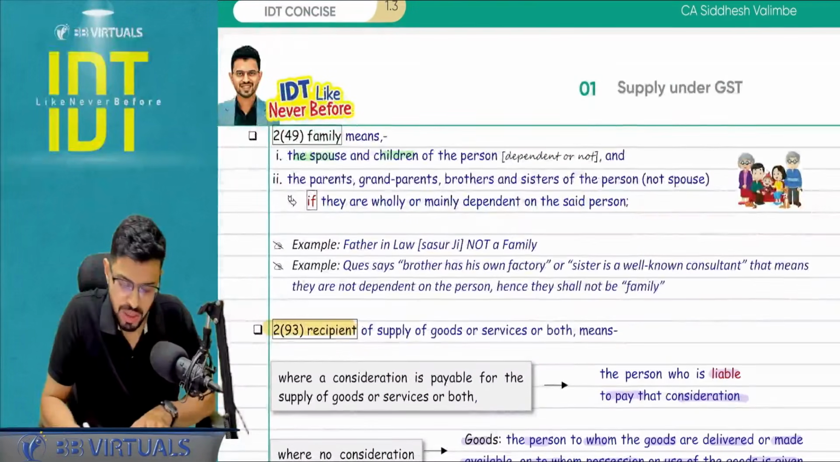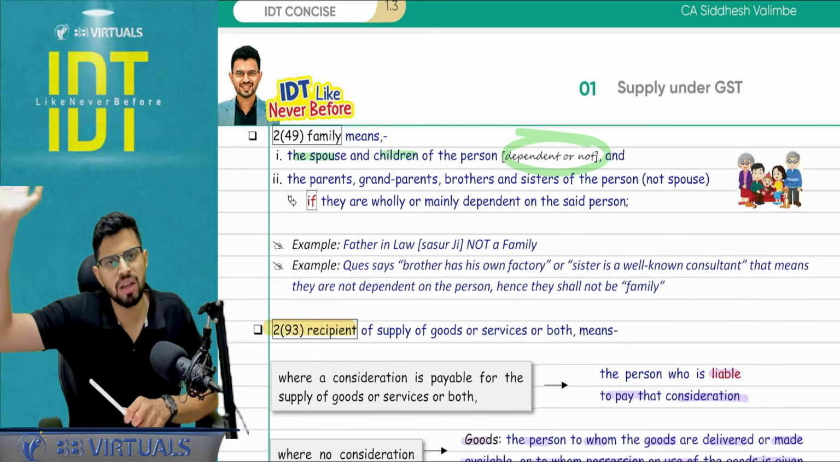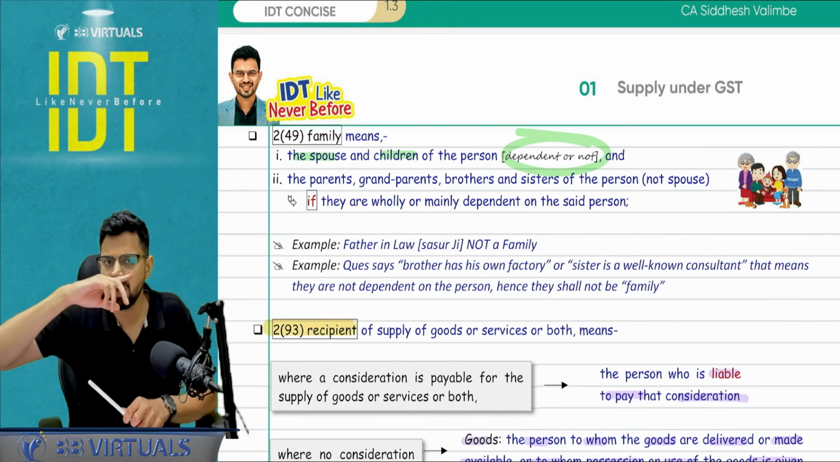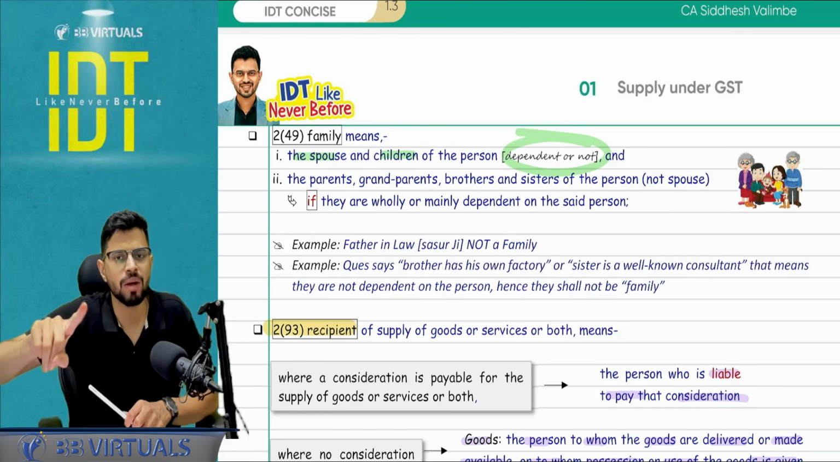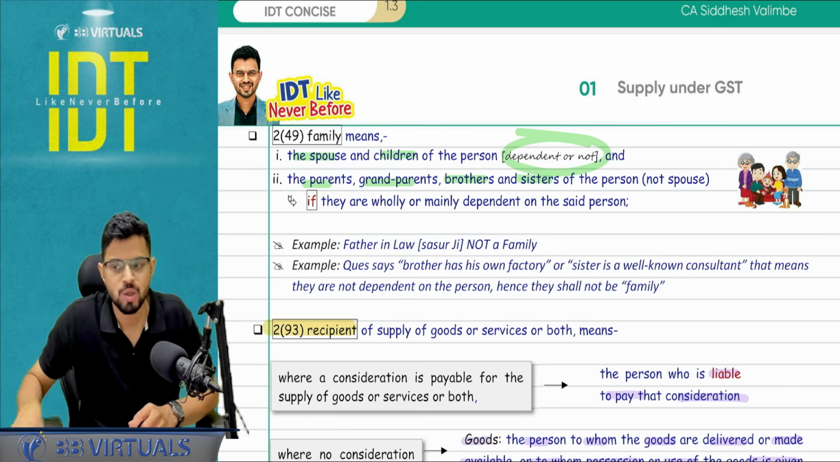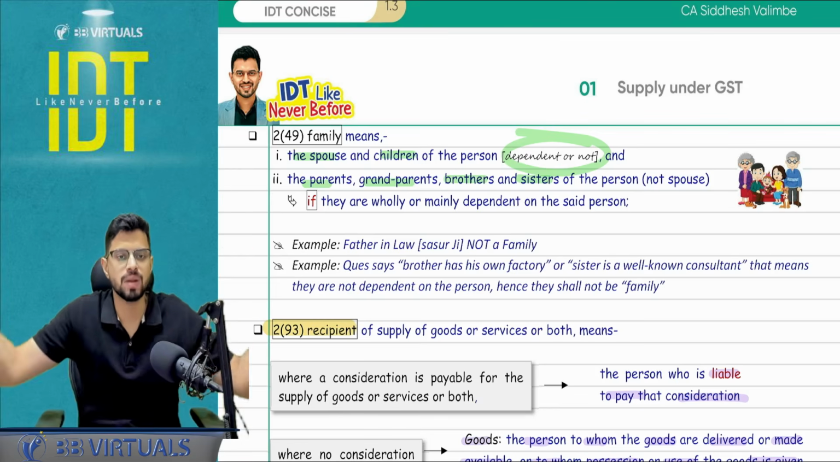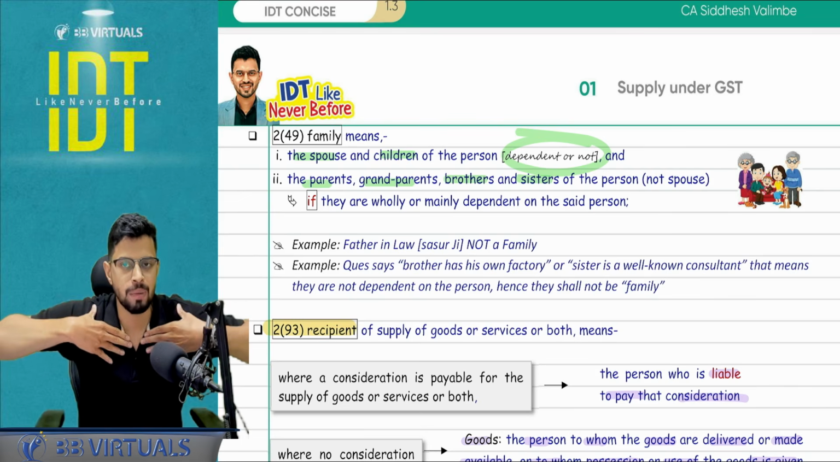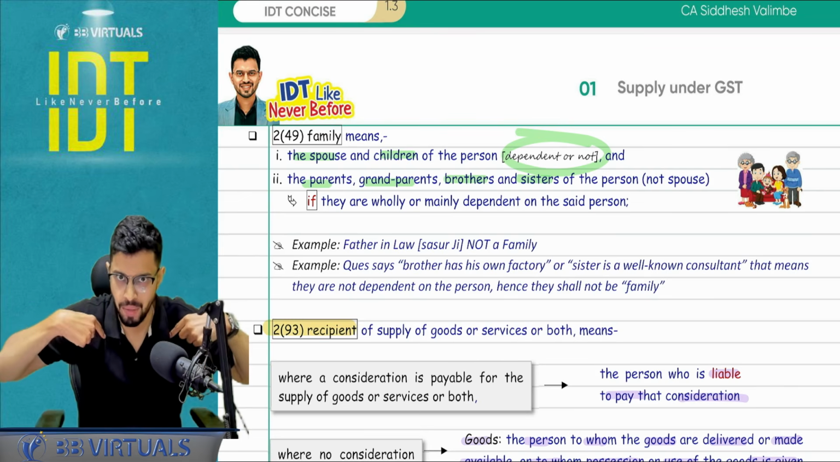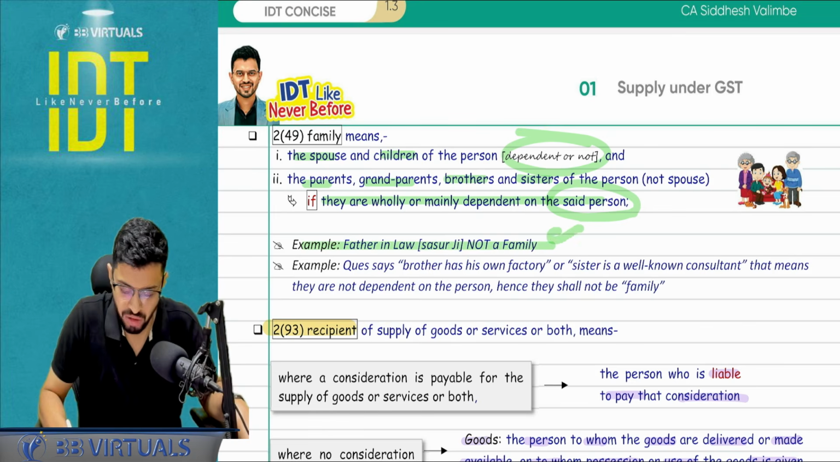Family means spouse and children, dependent or not. My wife may be earning very well. My children may be working very well, earning more than me. I don't care. They are always a part of my family. And parents, grandparents, brother and sister. So how do we learn? Spouse and children. Parents, grandparents, brother, sister, if they are wholly and mainly dependent on me. Not of my spouse. My parents, grandparents and brother, sister, if wholly or mainly dependent on me. But father-in-law, not a family.